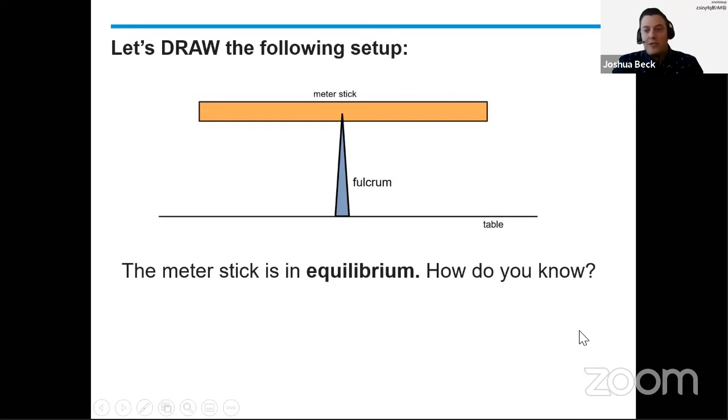So now I do want you to draw something. We're going to dive into this today. So let's get you to start drawing this. We've got a fulcrum sitting on a table, and then I've got a meter stick. Okay, I'm going to be switching over to a video in just a second, so I'll give you a moment to draw this setup.